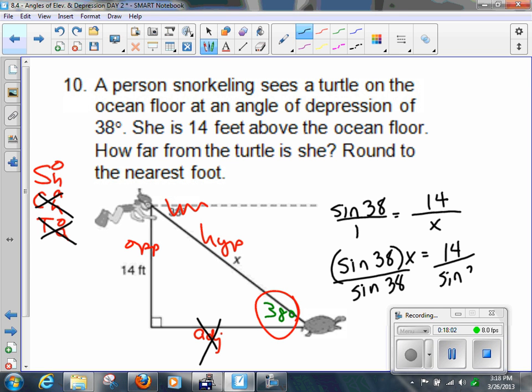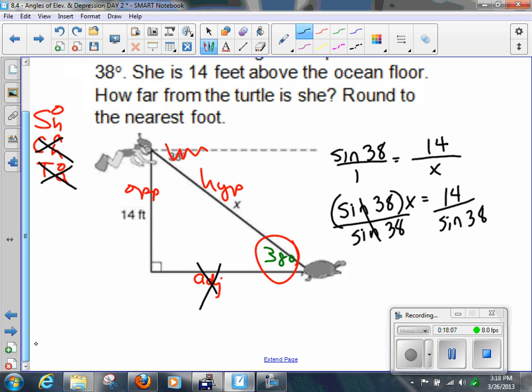Good. Everybody with me? Maybe. Check it out. Take a look at it. 14 divided by sine of 38. 23. Take a look at it. See if you can figure it out.